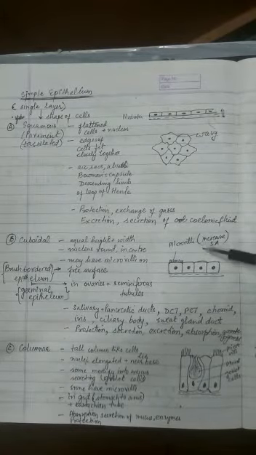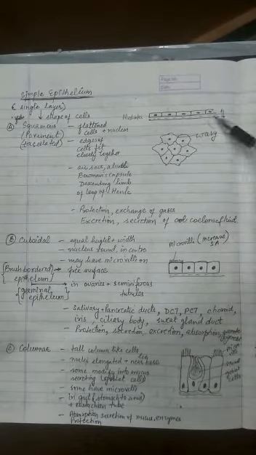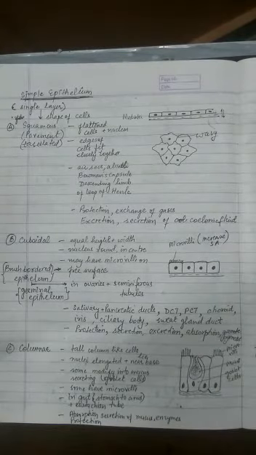Microvilli are for increasing the surface area. I hope this diagram is clear to you. Remember, every time you draw epithelial tissue, there should be a basement membrane below. Next one is the columnar epithelium.